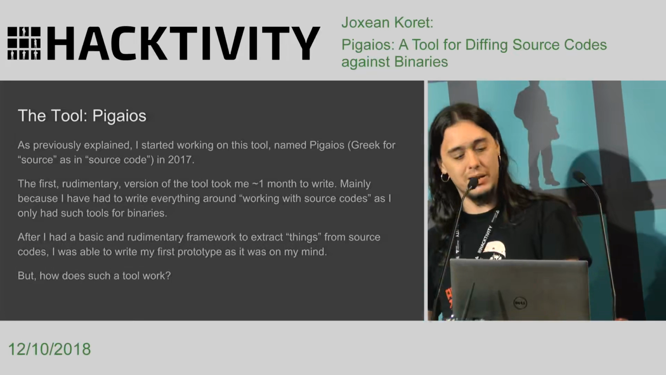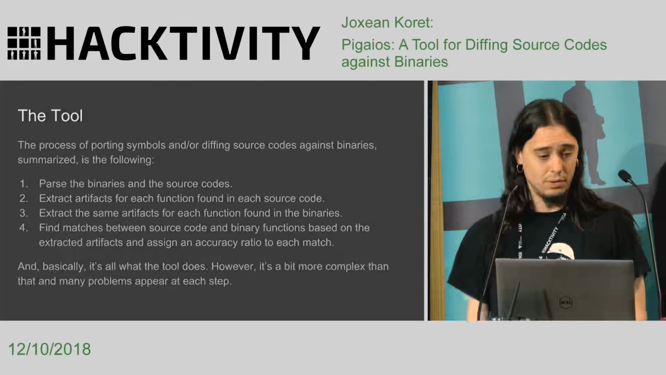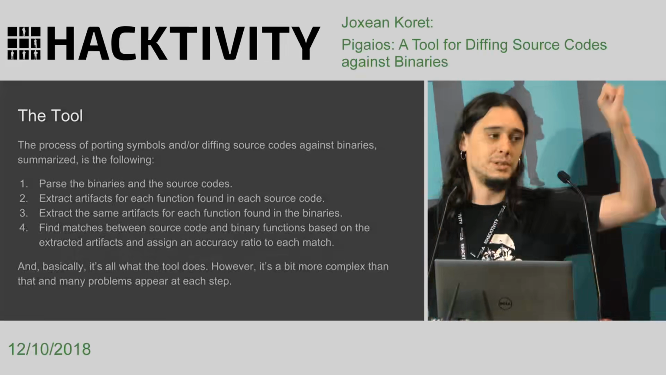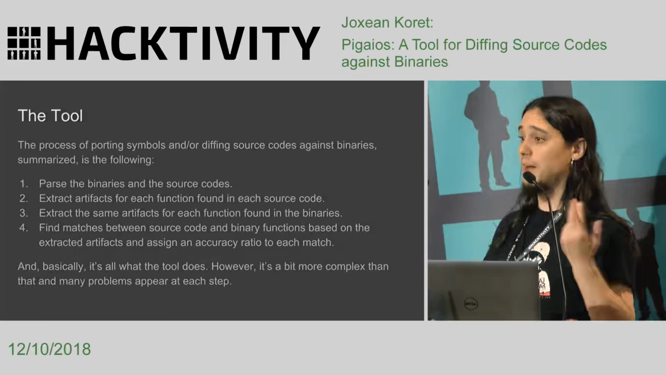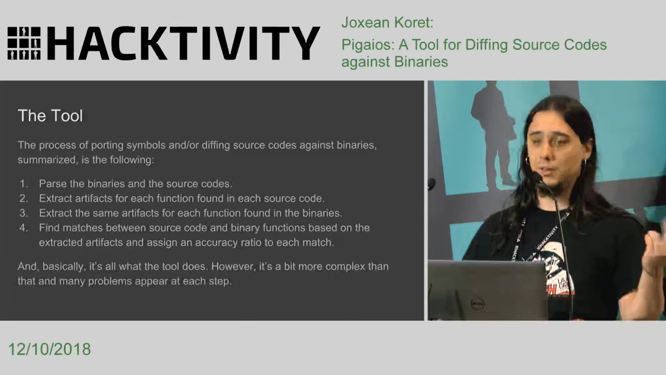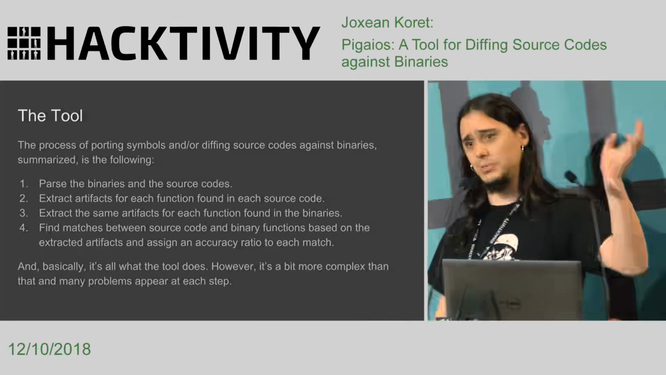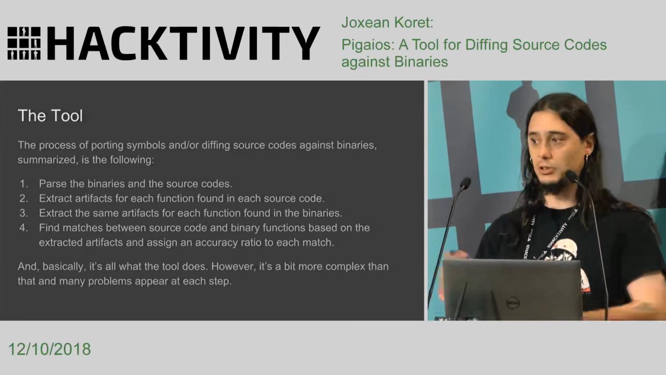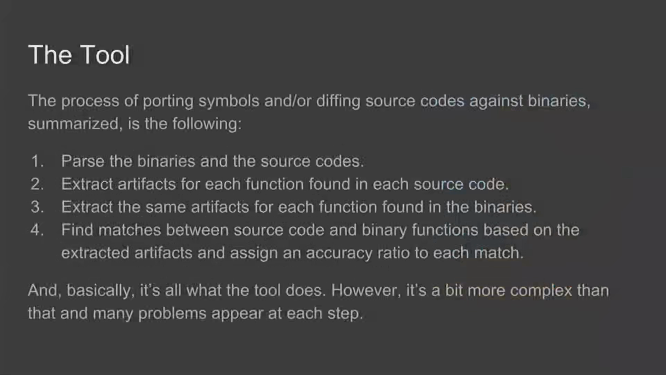Okay, so how does such a tool work, like the one I wrote? Basically what we need to do for porting symbols or diffing, matching functions between source code and binaries, is to parse the binaries. We can do it easily with IDA, as well as we have to parse the source code. This is a bit more problematic because there is no such tool like IDA for source code. Then we extract artifacts for each function found in the source code. We extract the same artifacts for each function found in the binaries, and then with the artifacts we extract, we just match them.